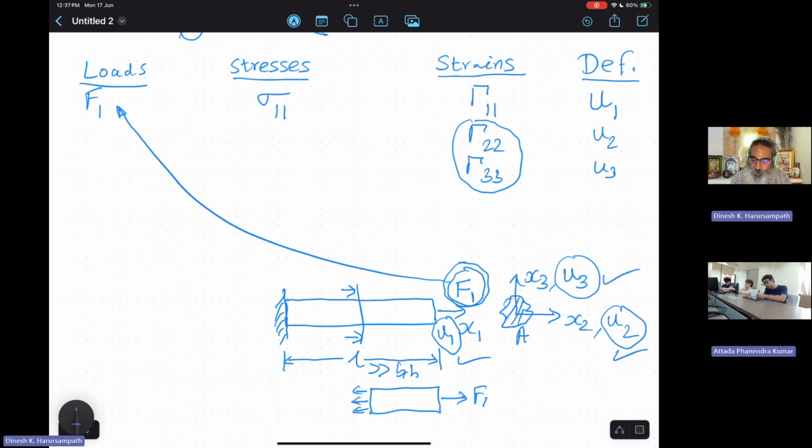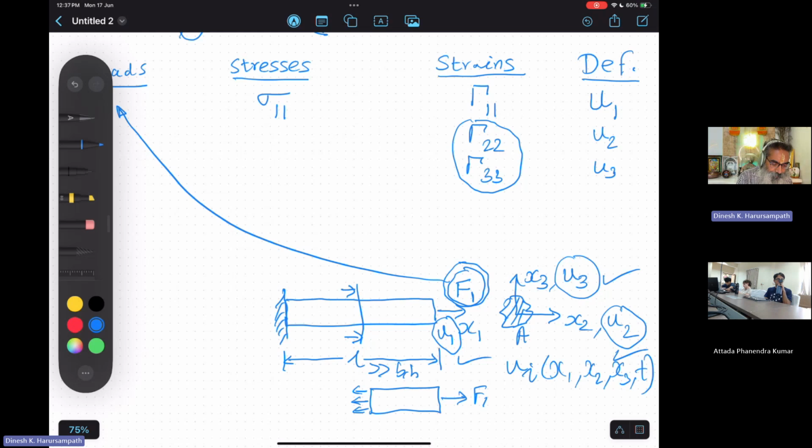That is, all these U1, U2, U3, all the UIs are functions of x1, x2, x3, and time in general, right? So even though on the reference curve you might not have a U2 and U3, at other locations on the cross section you will have a U2 and U3. For example, if I'm pulling this and this has a positive Poisson's ratio, it's going to have a deformed shape, let's say something like this, which is essentially contracting in the other direction.